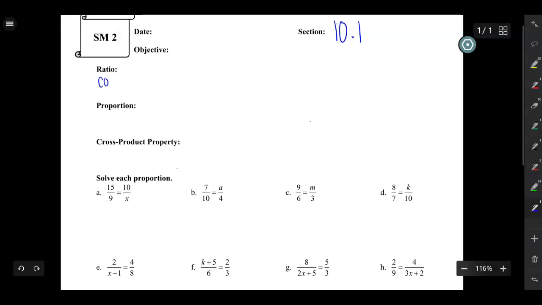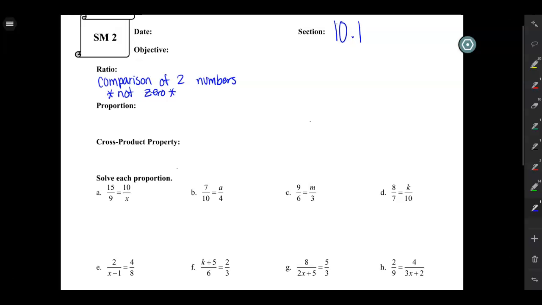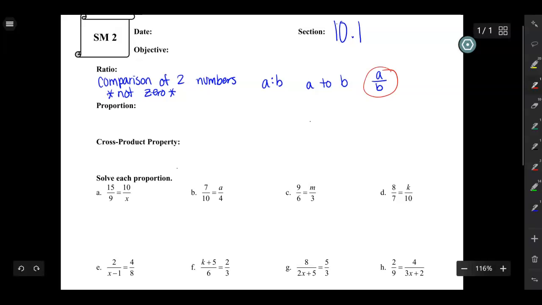A ratio is a comparison of two numbers. The only rule is that you can't have zero. Okay, so your numbers can't be zero. There's 3 different ways to write a ratio. You can write it as A to B with this little colon. You can write it out in words, A to B, or you can write it as a fraction of A over B. We are usually going to be using the fraction version of ratios in what we're dealing with because they're just easiest to work with.